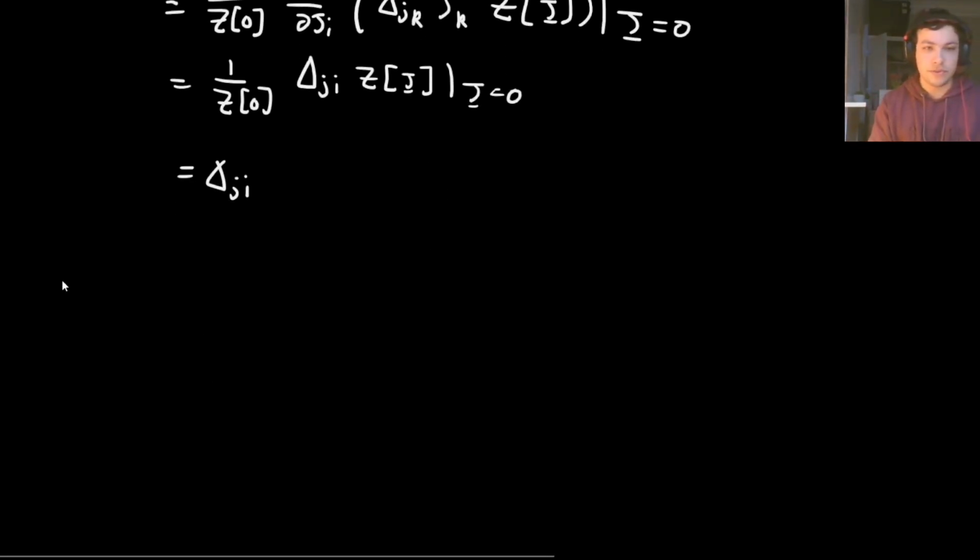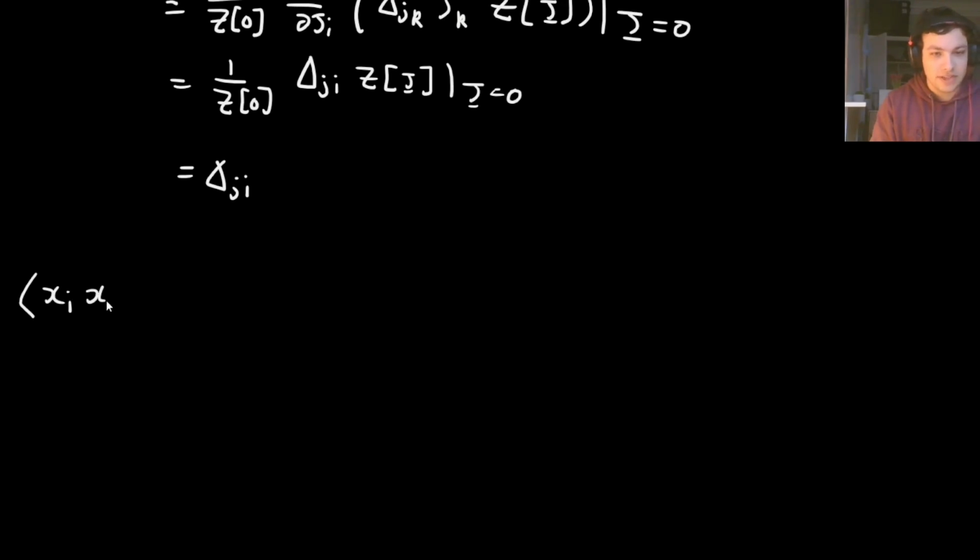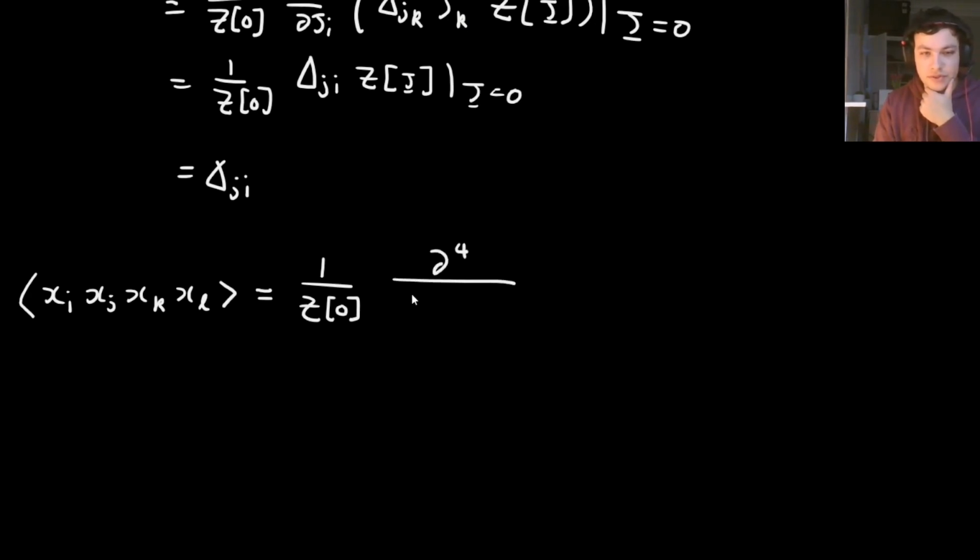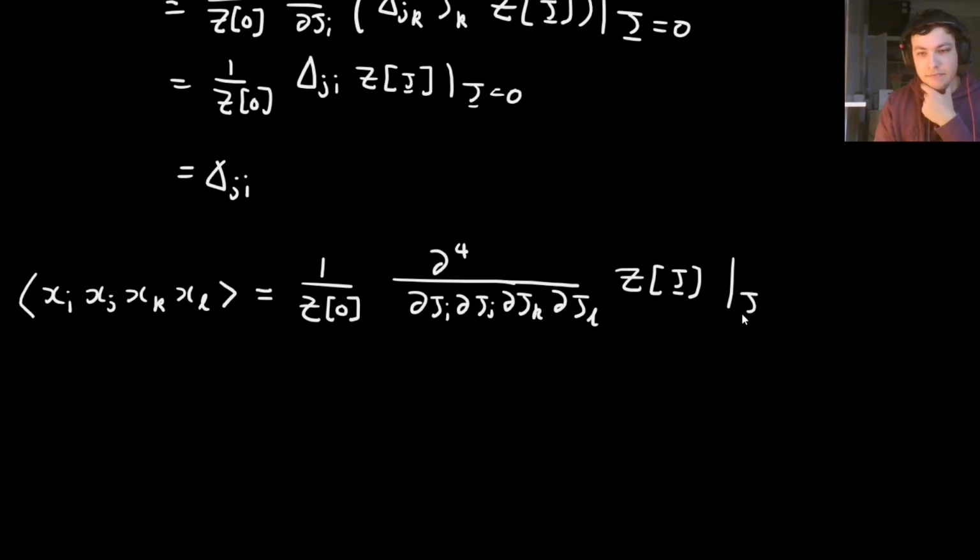Now we're going to do something a bit more involved. I hope that I end up getting this all correct. So the expectation value of xi xj xk xl. I hope you'll let me generalize my previous argument to say that this is going to be 1 over Z0, and then we just take 4 derivatives, Ji, Jj, Jk, Jl of Zj at j equals 0.